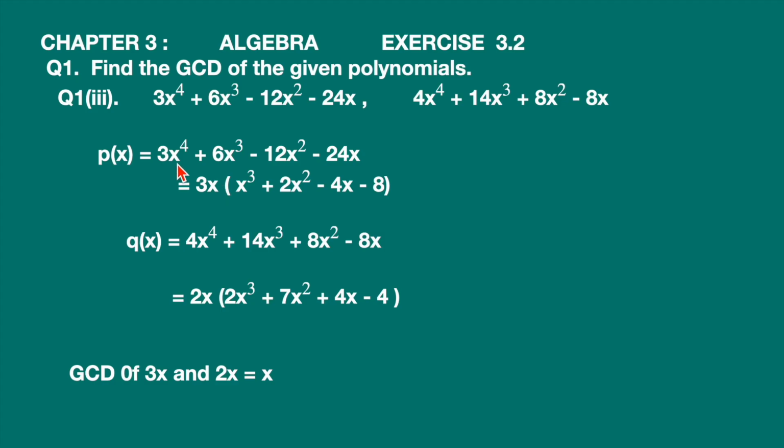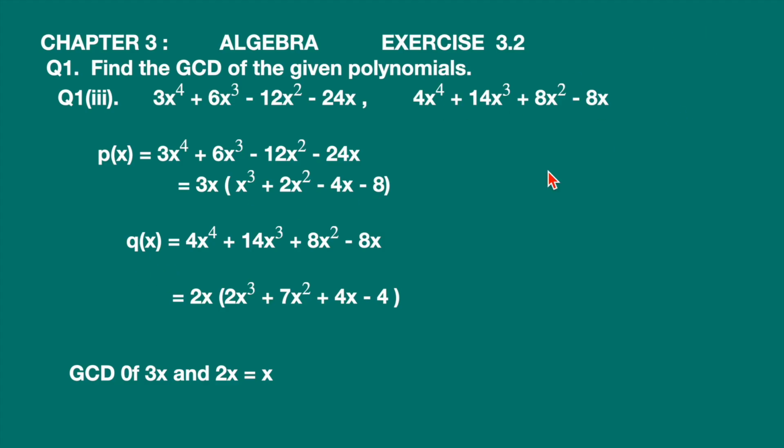Now see here, 3x if you remove from here, you will be left with x raised to 3. Okay. Here if you take out 3x as the common factor, you are left with 2x square. That means you just divide this by 3x. You get 2x square. Divide this by 3x. Okay, you get minus 4x. This if you divide by 3x, you will get minus 8. So now you have removed the common factor. So here it is. The polynomial you have simplified, it is in the bracket. This is the polynomial. Okay.